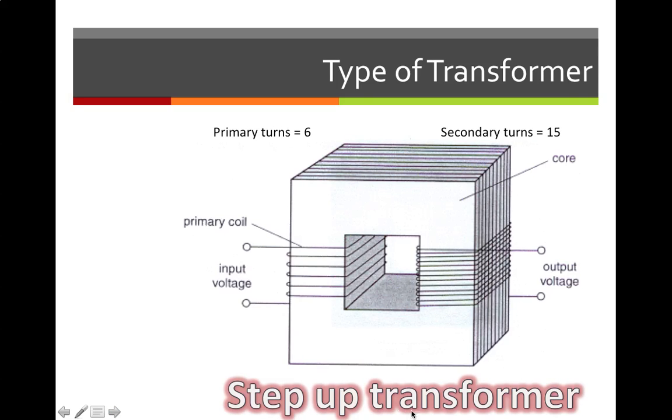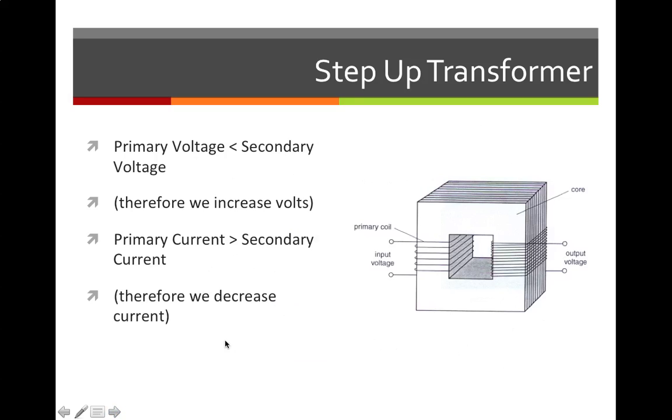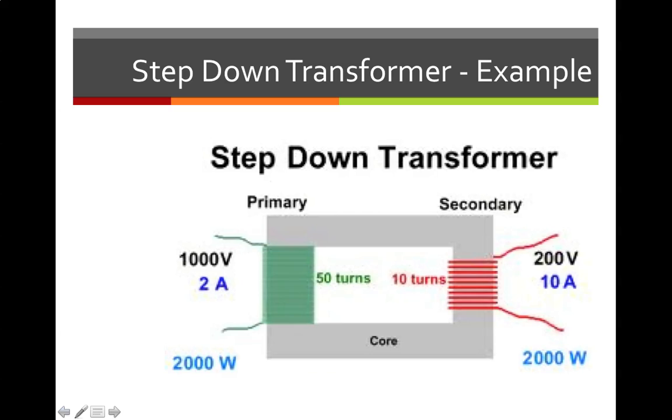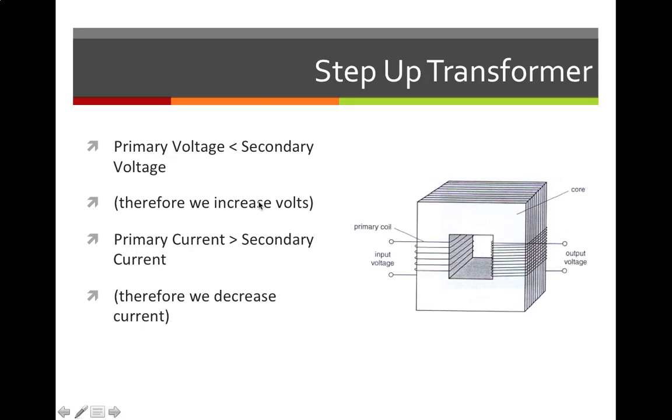And we call this specific type of transformer, where you're increasing the voltage and the number of turns goes up, turns being the number of wraps here, like this is 6 and this is 15, a step up. We're stepping up voltage. We're decreasing current, but we're stepping up voltage. So it has the title step up transformer. So in a step up transformer, we increase volts and we decrease current.